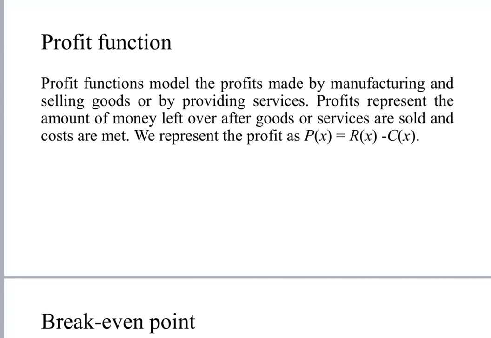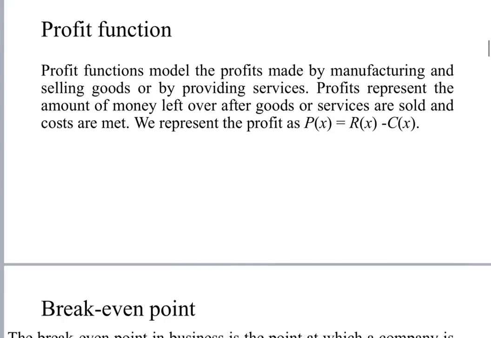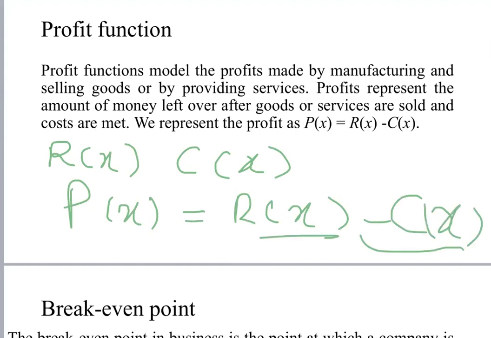So already we identified our revenue function as R(x), if our unknown variable is x, and our cost is C(x). If we use P as the profit, then P(x) should be R(x) minus C(x). That means we subtract the cost from the revenue. Okay, so you know how to make the profit, right?